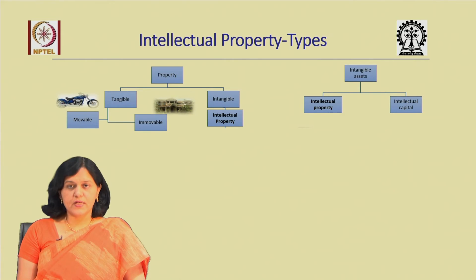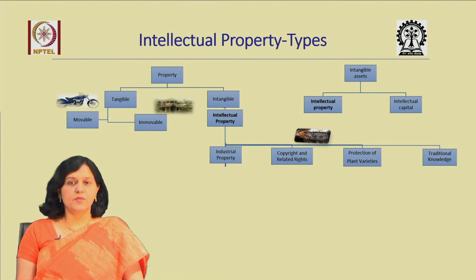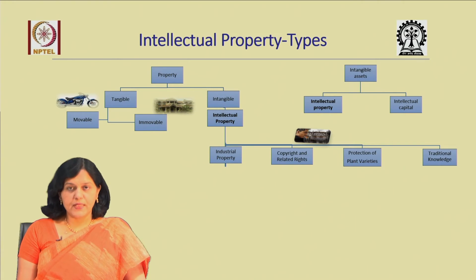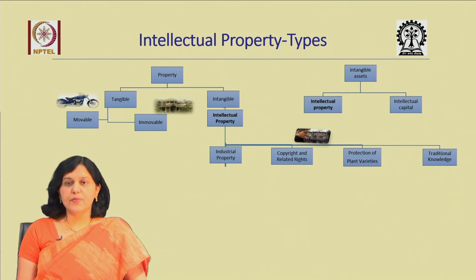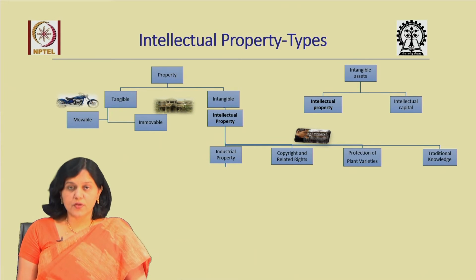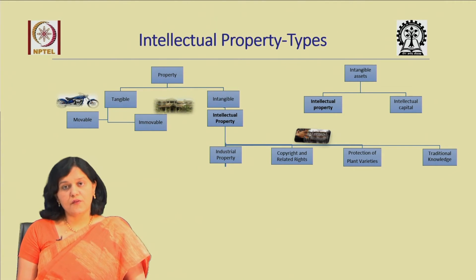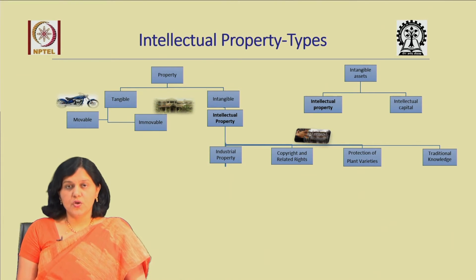The first broader classification of intellectual property includes patents, trademarks, industrial designs and geographical indications mainly. Copyright covers literary work such as novels, poems, plays, etc. It also includes films, music, artistic work, for example, drawings, paintings, photographs and sculptures, and of course, architectural design. So, copyright covers all these things.